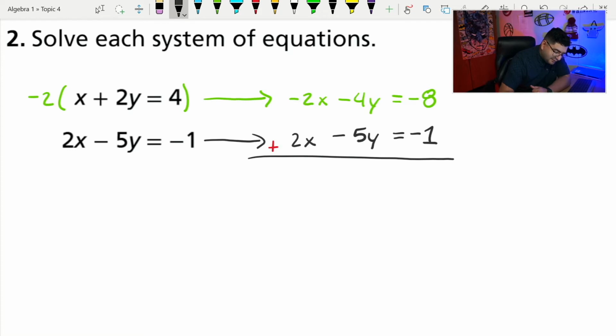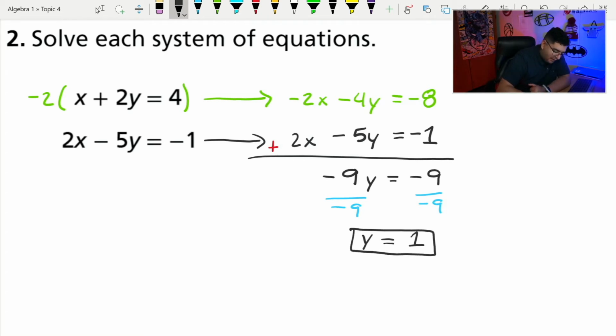Negative 2x plus 2x, that'll be a 0. Negative 4y plus negative 5y, that is a negative 9y. Negative 8 minus 1, that would also be a negative 9. Again, we don't need the 0. 0 does not add anything to our equation. And now here you can see that we could divide by a negative 9 on both sides. And we get y equals 1.